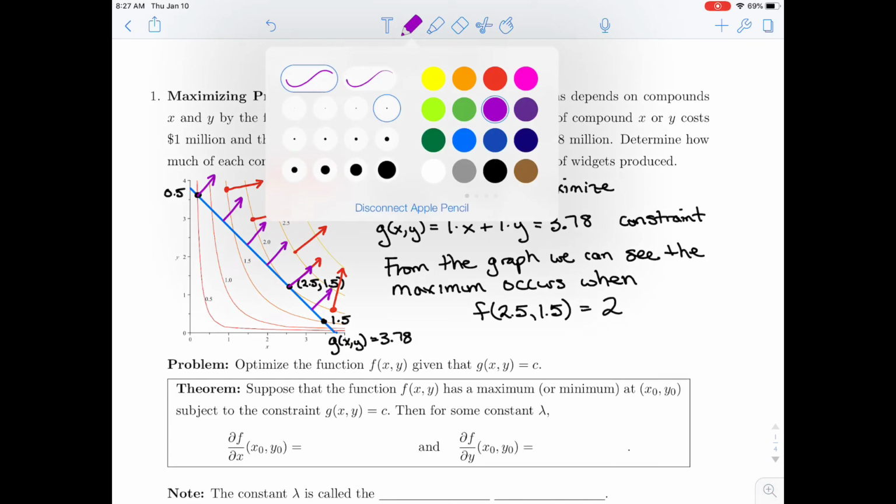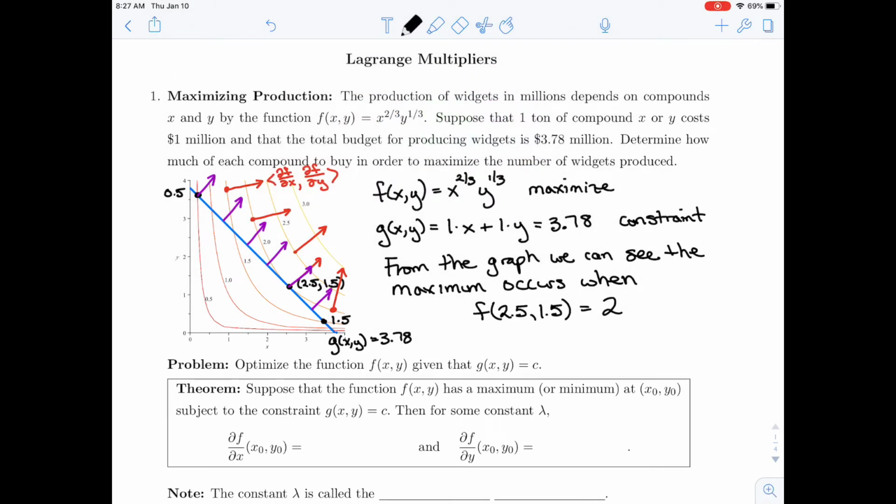Okay, so in order for those two derivatives to line up, we need both the x and the y derivatives of f to be multiples of the x and y derivatives of g. So looking at this theorem, we suppose that the function f of x,y has a maximum or minimum at a particular point. We'll call that point x0, y0, subject to the constraint that g of x,y has to equal a constant. Then for some constant lambda, our partial derivative of f with respect to x at that point needs to be a multiple of the partial derivative of g with respect to x at that point.